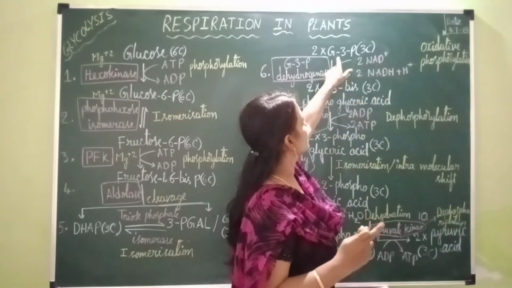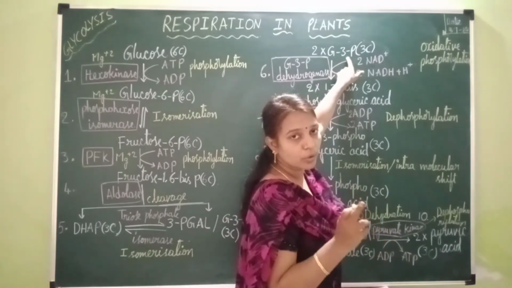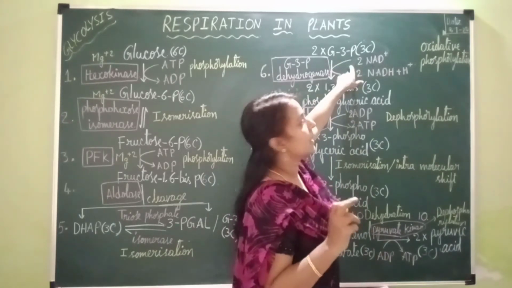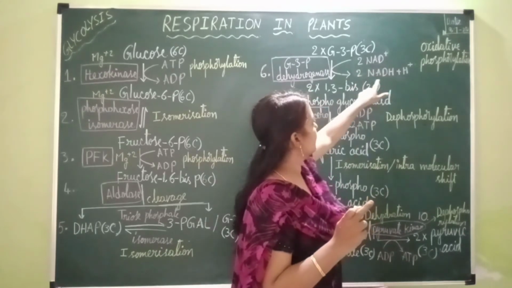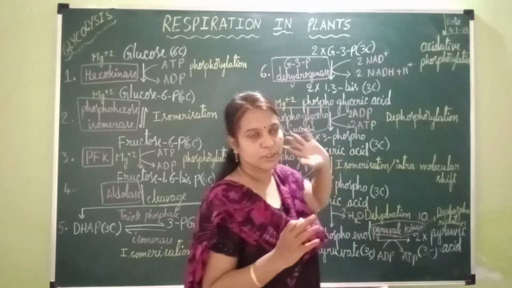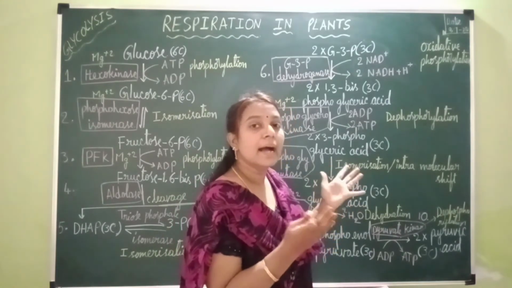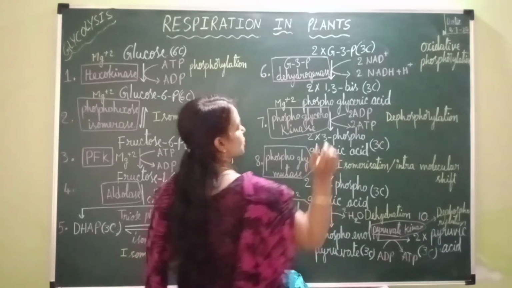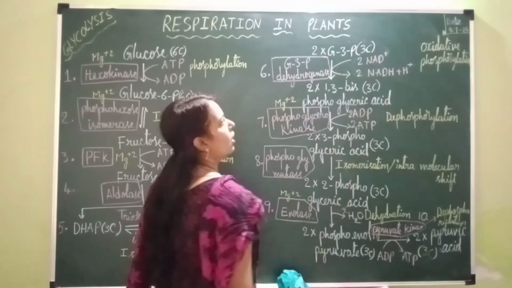So due to oxidation of G3P, two redox equivalents, which are nothing but protons or H+ ions, are released and picked up by NAD+. That NAD+ is converted into NADH and H+. This is called oxidation or dehydrogenation, due to which two molecules of NADH plus H+ are formed. Why two molecules? Because two molecules of G3P undergo oxidation.